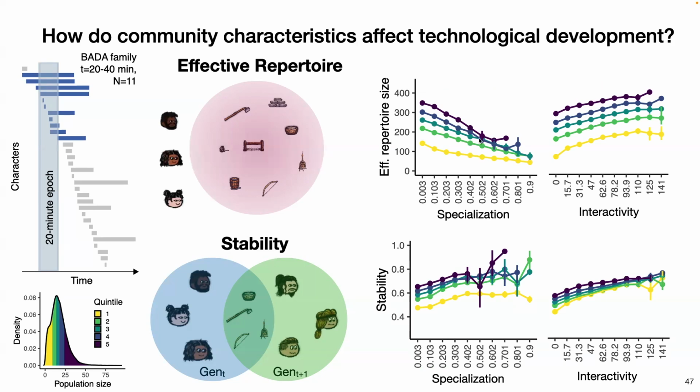So highly specialized communities have less diversity. They actually have smaller effective repertoire sizes, but they have higher stability. They can carry on these technologies more stably from one generation to the next.